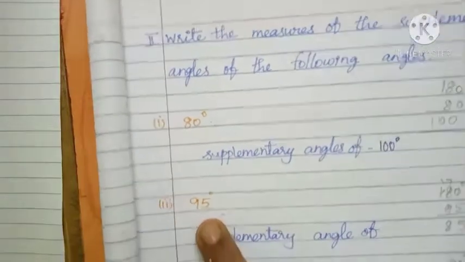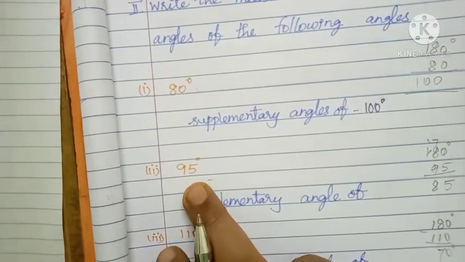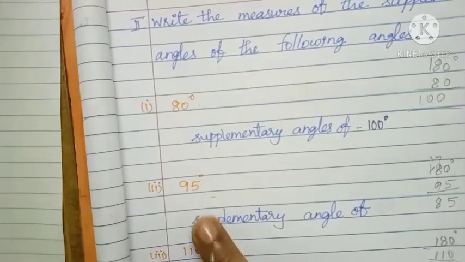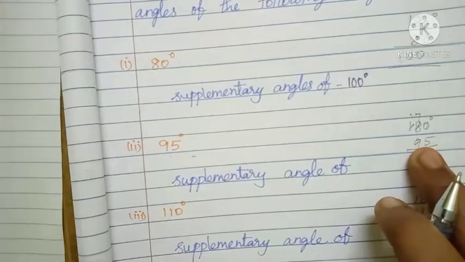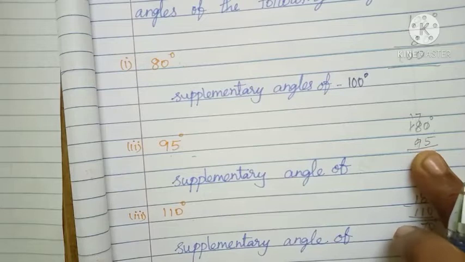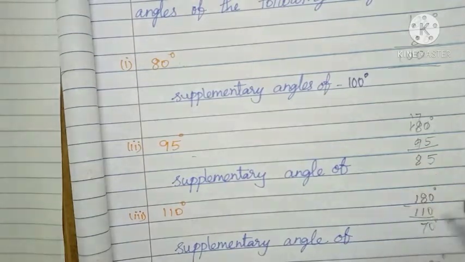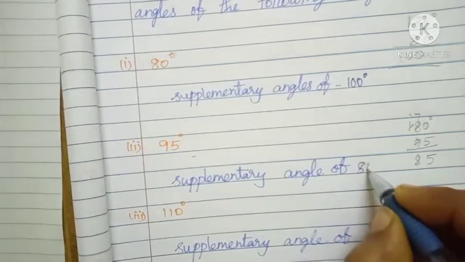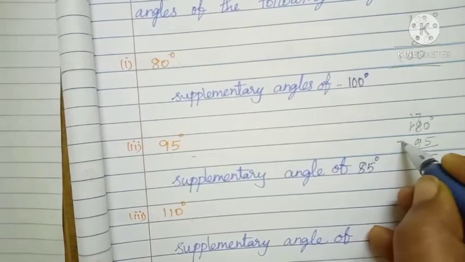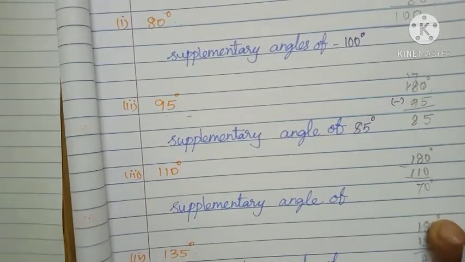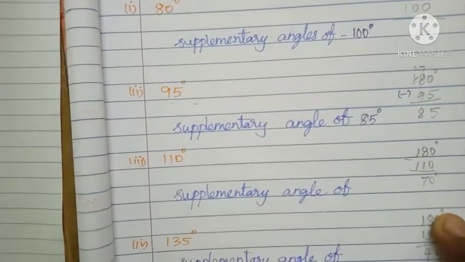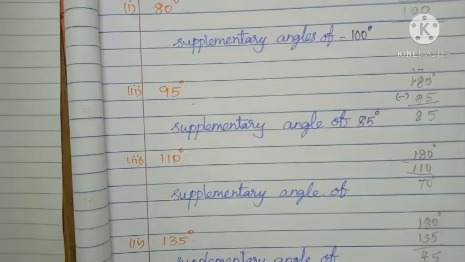Then second one, sum 95. One angle measurement is given to you. So you find out the supplementary angle of it. So 180 subtract 95. So you get 85. 85 is the supplementary angle. Do the subtraction. Then you get 85. You are grown up children. Now you are studying in 5th standard. So you practice subtraction yourself.